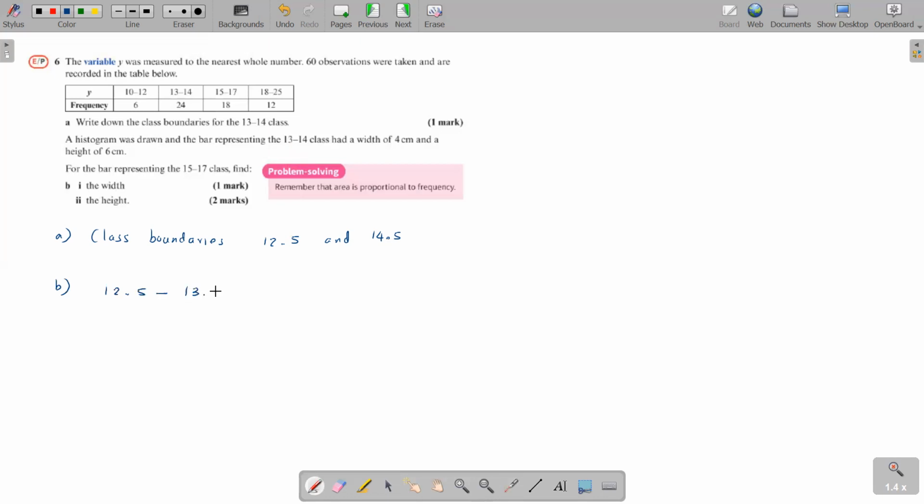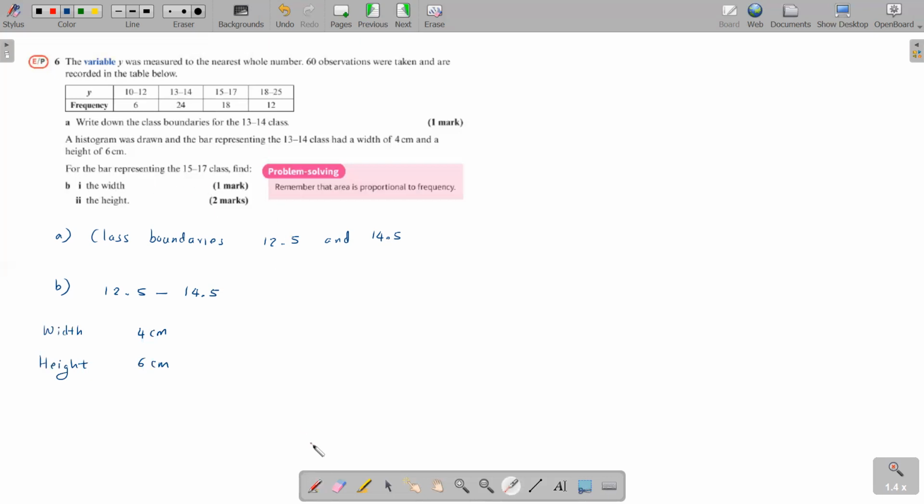12.5 to 14.5. So from 12.5 to 14.5, the class width is 4 centimeters and the height is 6 centimeters. So the question is, they are asking what's the width and height of which bar? The 15 to 17 bar.